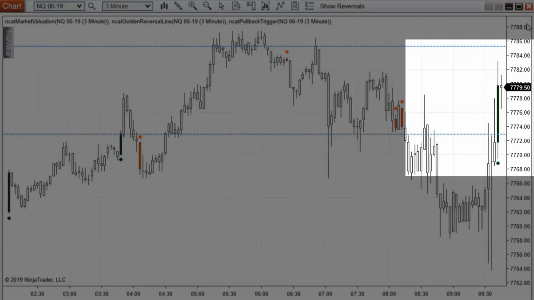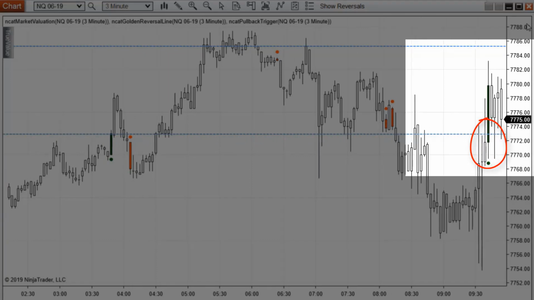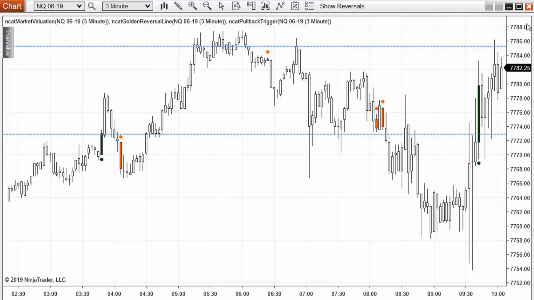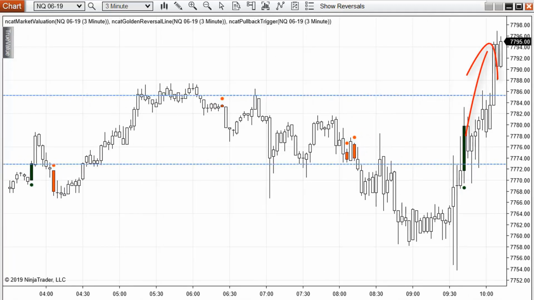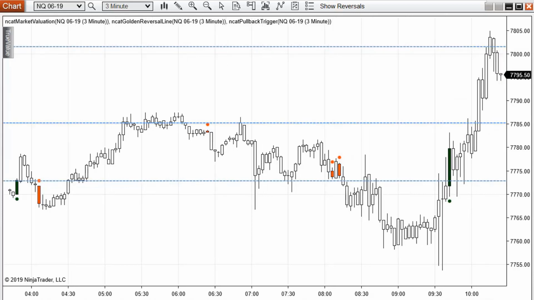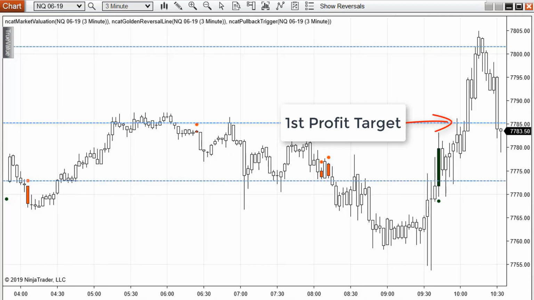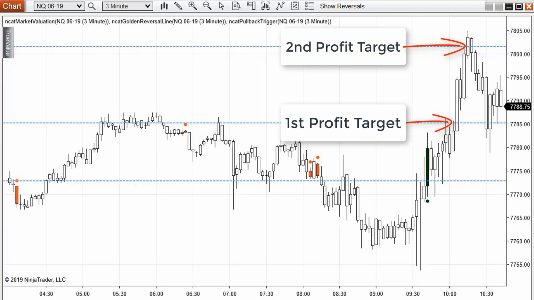Okay, here's another one. We get a long entry trigger right at the price trigger line here. That means we would enter a long trade here. And let me draw the chart a little bit bigger for you to see that. As you can see, the market took off and never looked back. What's great about the price triggers is they act as targets too. So we could have taken profits at the first blue line for a quick 20 tick profit, or at the second blue line for 40 to 45 ticks of profit.